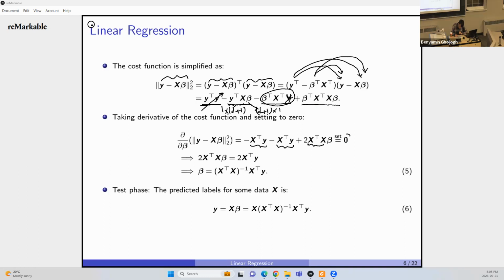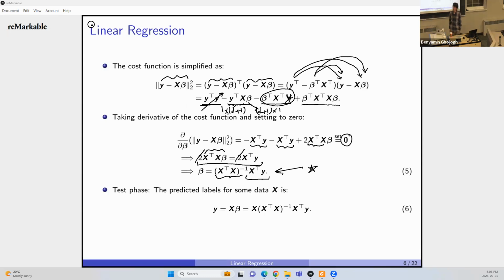Now set it to 0, and this 0 is a vector, the zero vector, right? Rearrange the terms, and the two twos cancel each other. X transpose X is a pain in the neck. What should we do? Multiply by its inverse, right? Left multiply both sides by X transpose X inverse. So the left hand side goes away, and we'll have this times this. So beta becomes equal to X transpose X inverse X transpose Y.